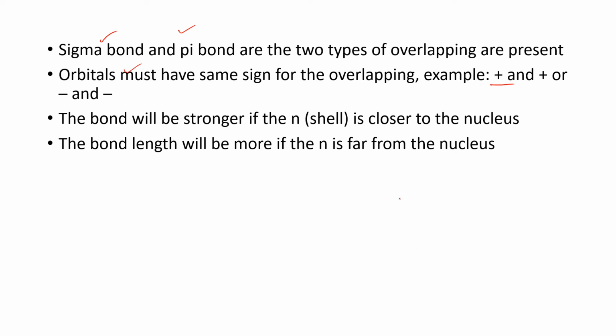So what is plus and plus? For example, if you see here, this is the formation. This is a node, and these are the antinodes. The antinodes should be minus and plus.